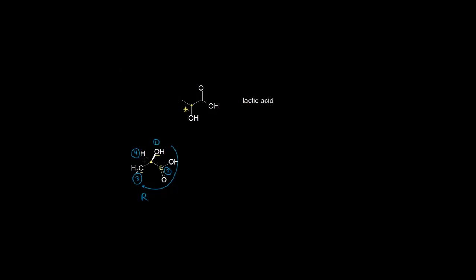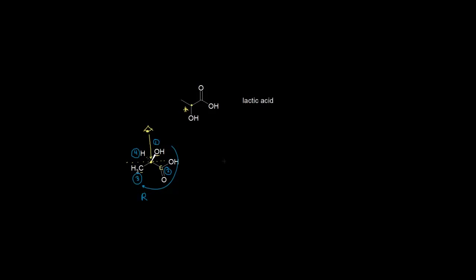Now, if I want to draw a Fischer projection of R lactic acid, what I would do is I would put my eye right here, and I would stare down at my chirality center, and I would draw exactly what I see. Well, if I'm staring down this way, I could draw a line right here to represent my flat sheet of paper, and I can see that both my hydrogen and my OH are above my sheet of paper, whereas my carboxylic acid and my CH3 are below my sheet of paper.